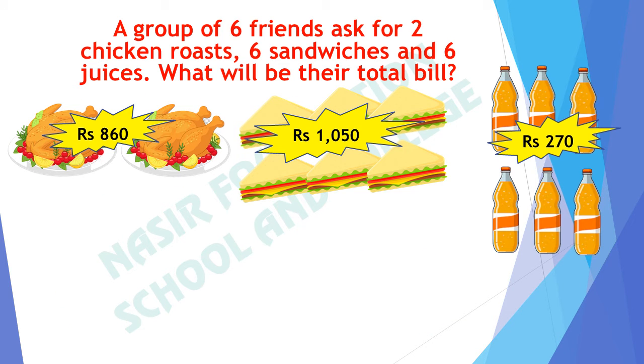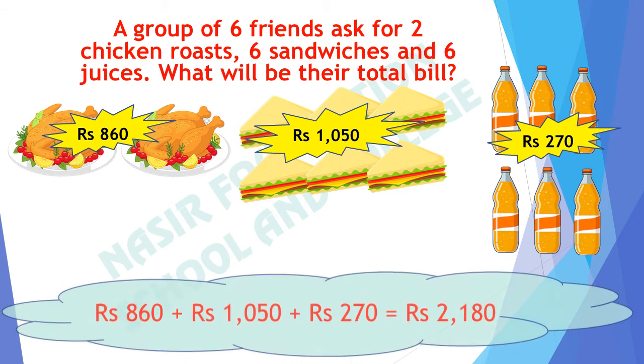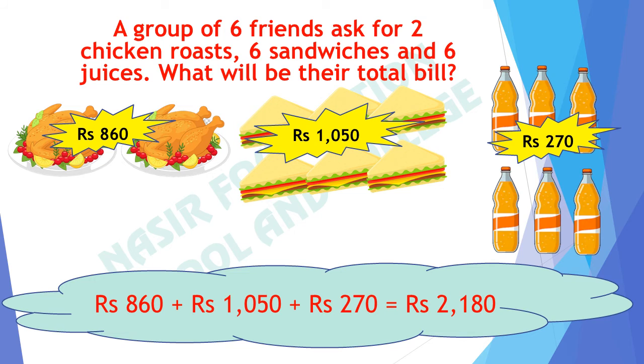The price of 2 chicken roast is rupees 860. The price of 6 sandwiches is 1050 rupees and the price of 6 juices is 270 rupees. We will add these amounts and we get 2180 rupees. Their total bill will be 2180 rupees.